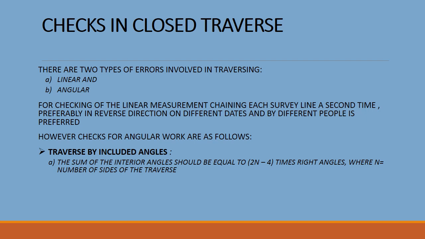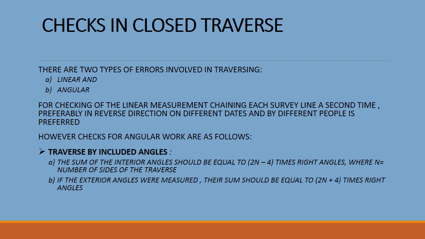So what we will do is try to satisfy this equation, that is (2n − 4) times the right angle, that is 90 degrees. So the sum of all the interior angles should be equal to (2n − 4) × 90, where n is the number of sides of the traverse.